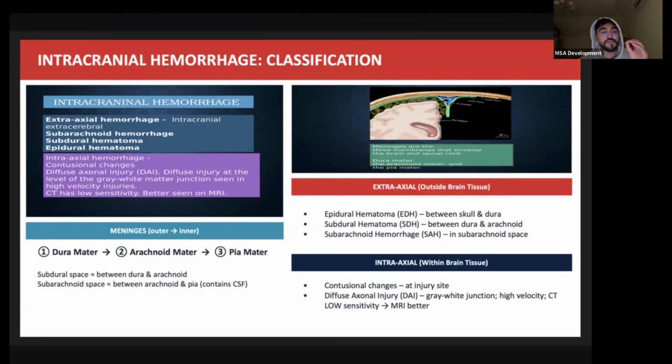What you need to know is that when you see bleeding within the brain, it's called intraaxial. And of course, you need to know the meninges: the dura mater, arachnoid mater, and pia mater. The subdural space is the space between the dura and the arachnoid, and the subarachnoid space is between the arachnoid and the pia. That's where your CSF runs.